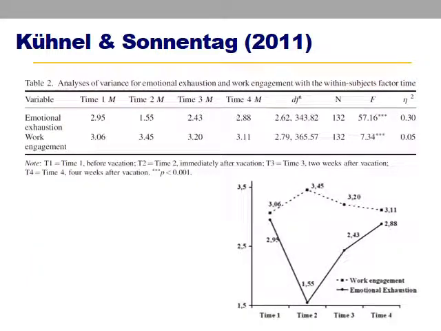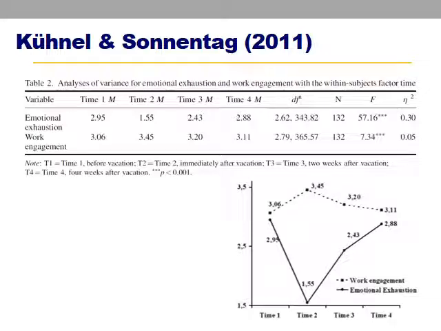The graph at the bottom right shows their results, as does the table at the top. As you can see, each participant in this study was measured 4 times. Time 1 was immediately before they went on vacation. Time 2 was as soon as they got back from vacation. Time 3 was 2 weeks after they got back from vacation. And time 4 was 4 weeks after they got back from vacation.